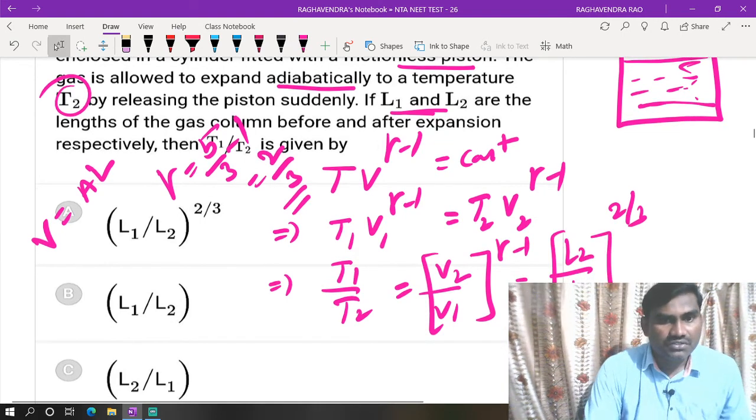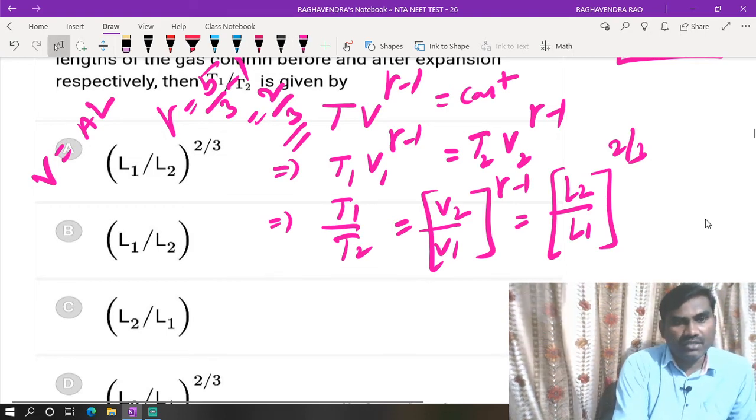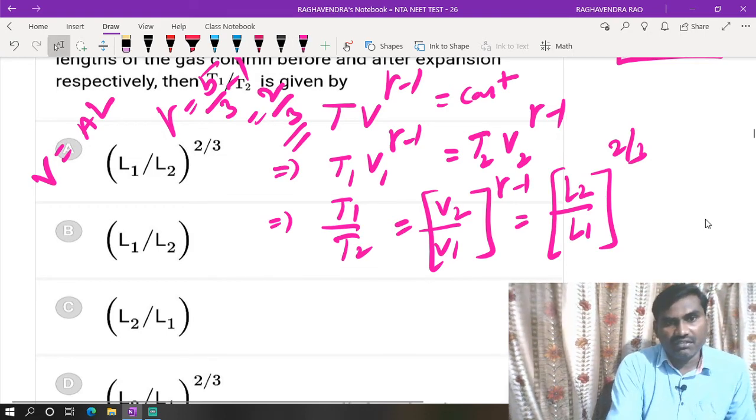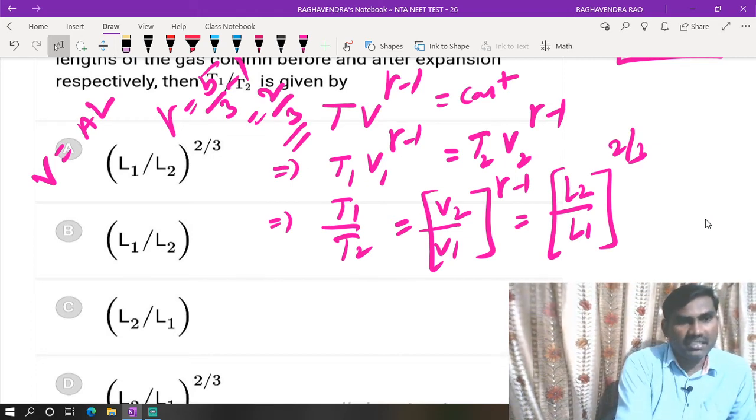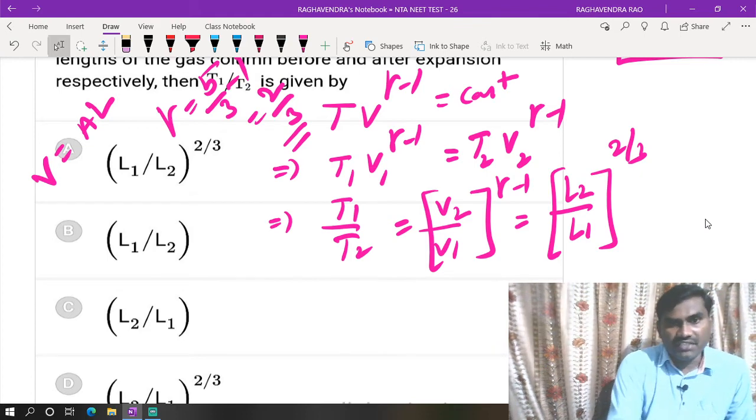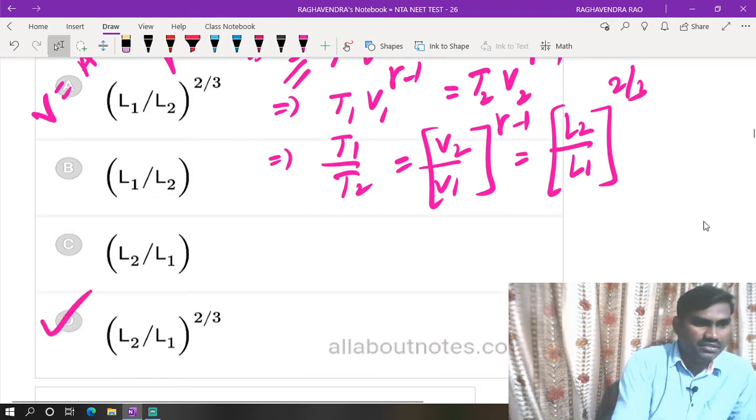Okay, so T1 V1^(gamma-1) is equal to T2 V2^(gamma-1). T1 by T2 is equal to (V2 by V1)^(gamma-1). So gamma is 5 by 3 for a monoatomic gas, 5 minus 3 is 2 by 3, (L2 by L1) to the power of 2 by 3. That is in option D.